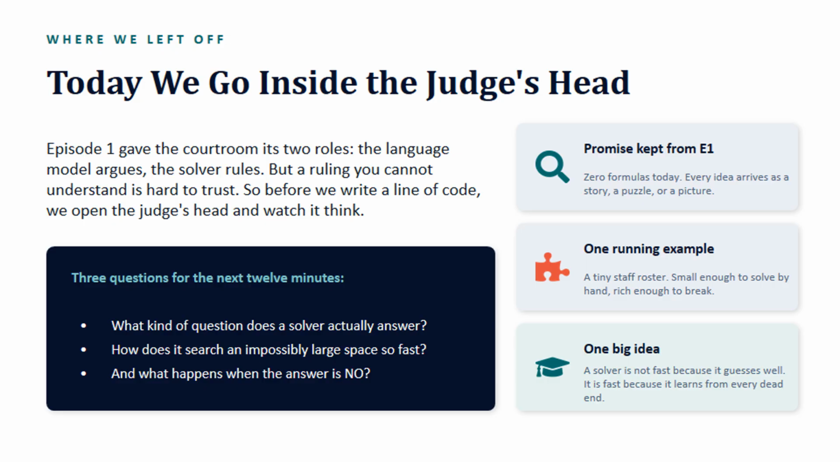To keep everything concrete, we will carry one running example through the episode, a tiny staff roster. Small enough to solve in your head, and, as you will see, rich enough to break in an instructive way. And if you take away only one idea today, let it be this: a solver is not fast because it guesses well. It is fast because it learns from every dead end.